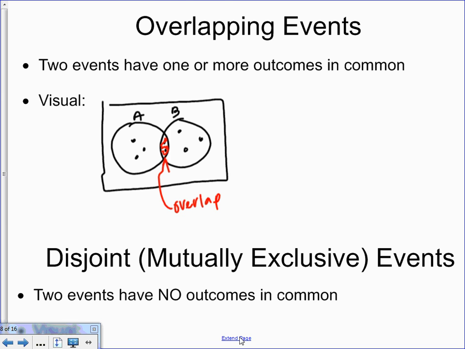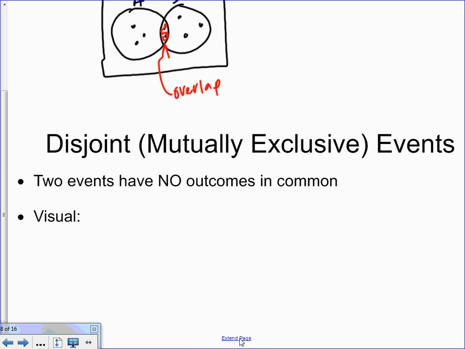Now, the second way we can define a compound event is to describe them as disjoint or mutually exclusive, and that's when we have no outcomes in common. The example that we were using before, females and sophomores, wasn't a good example because we do have the possibility for overlap to exist.